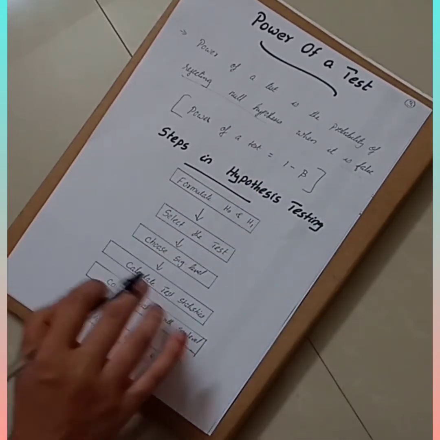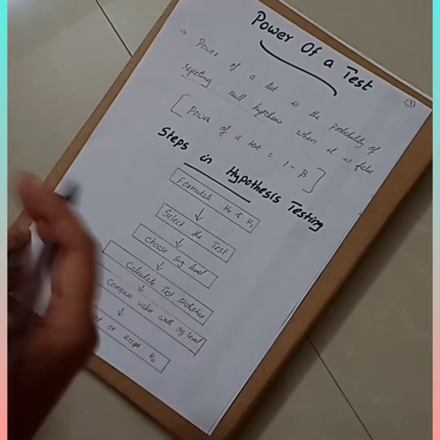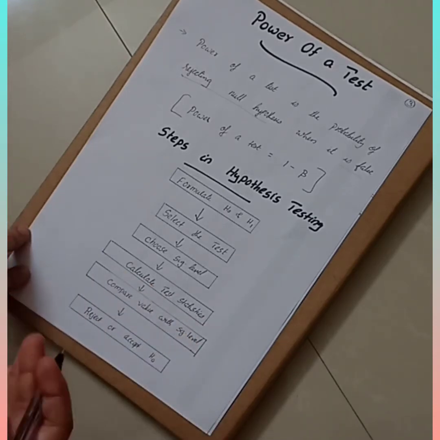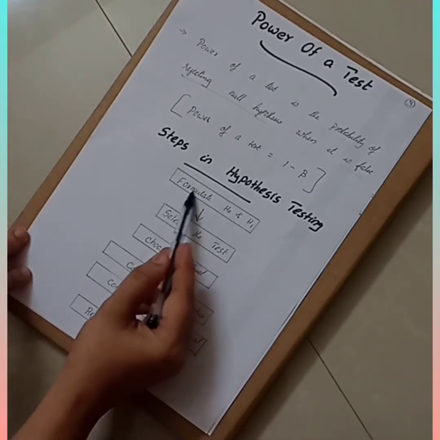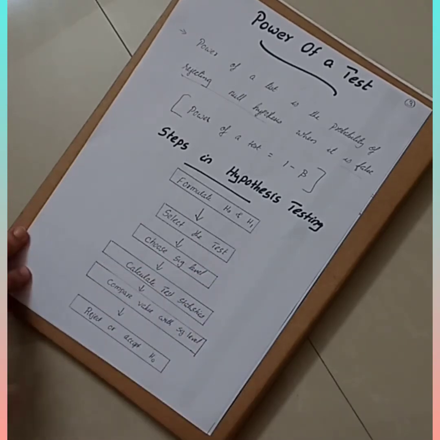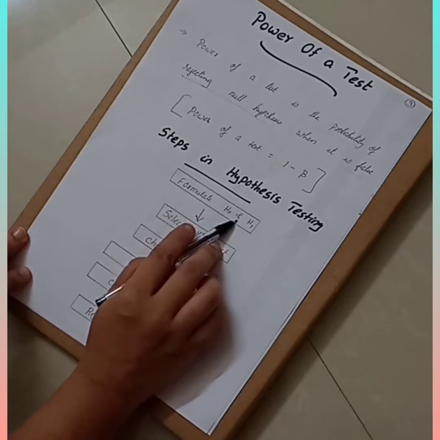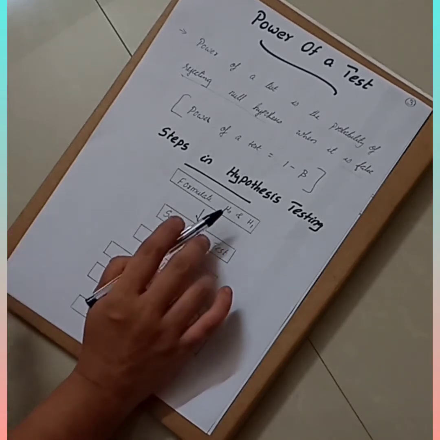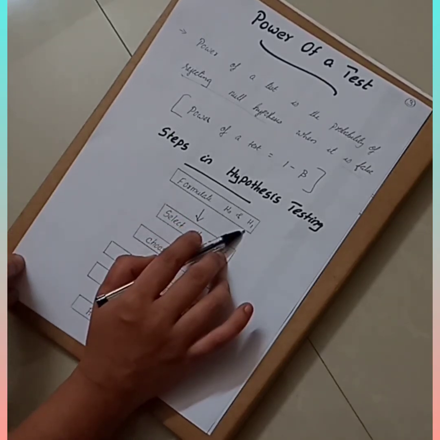Okay, now a very important thing in hypothesis testing is the different steps that we need to follow while we are performing the test. So the first one is formulate H0 and H1. The first thing when we get a problem is we need to first formulate H0. So we need to have a clear idea about what is our null hypothesis and what is our alternate hypothesis.